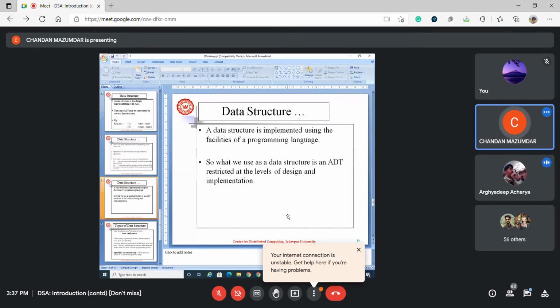The moment you go for design, you introduce, knowingly or unknowingly, some restrictions, and then when you implement by using some programming language, again there are restrictions.